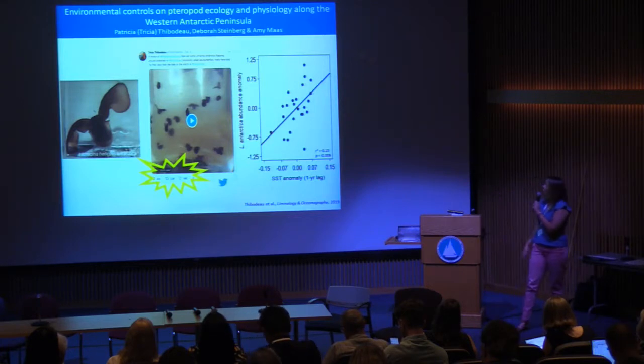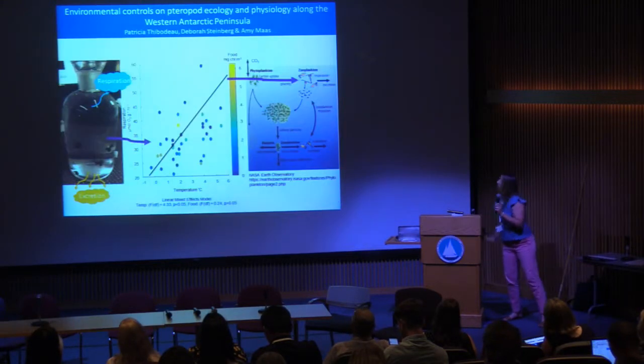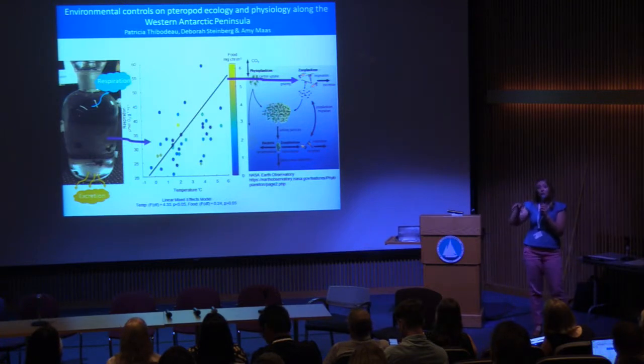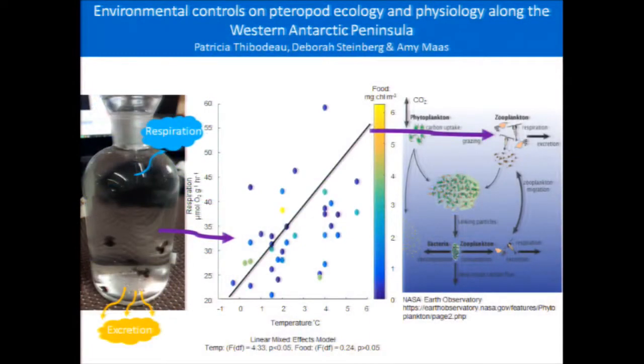And this figure here shows that as sea surface temperature increases, Limacina abundance increases as well. I then wanted to see how these long-term environmental controls were affecting pteropod physiology. And so over the past 3 years, I've conducted shipboard experiments to look at the effects of projected sea surface temperature increases and food limitation on pteropod respiration and excretion. This figure in the middle shows that as sea surface temperature increases, we see an increase in pteropod respiration rates, particularly under low food conditions.